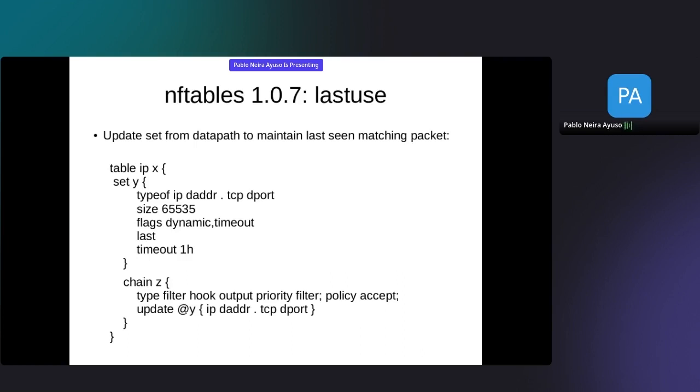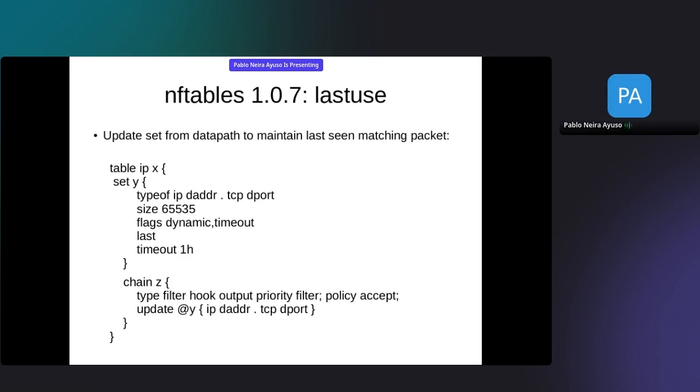In this set definition, you see a concatenation of two selectors: IPv4 destination address and TCP destination port. There is a limit that has been set on that set because it's dynamic. There is a timeout of 1 hour, after which the entry expires if it sees no packets matching elements in that set. And then there is this last used expression that is going to tell the set to store the time that this element has seen a matching packet.